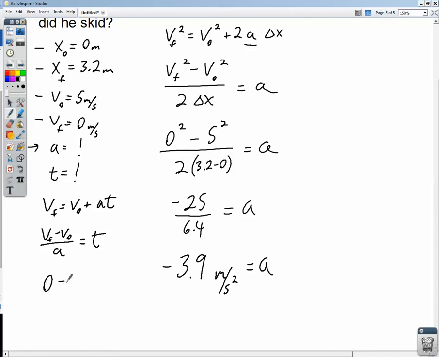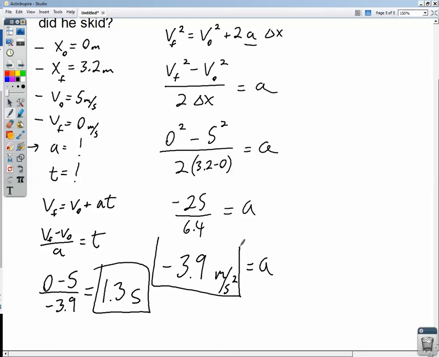Final velocity was 0. The initial velocity was 5. The acceleration is negative 3.9. Now my negatives are going to give me a positive time. 5 divided by 3.9 is 1.3. And that is in seconds. So there's the time. There's the acceleration for this problem. We can solve all sorts of stuff. My recommendation, make your variable table, fill it in, figure out what you know, what you're trying to find, and pick a kinematic equation or two that will get you there.